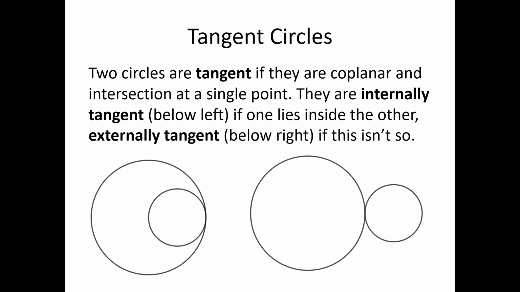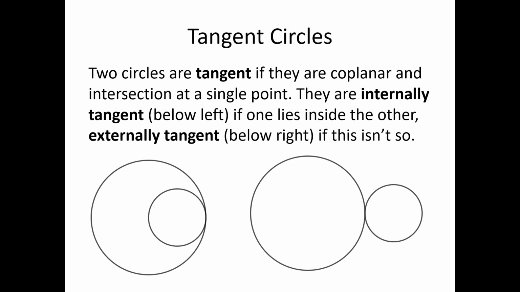So on the left-hand side here you see 2 circles that are internally tangent, one inside the other, and they intersect at a single point. And on the right-hand side, you see 2 circles that are externally tangent. Neither is inside the other, and once again, they intersect at a single point.